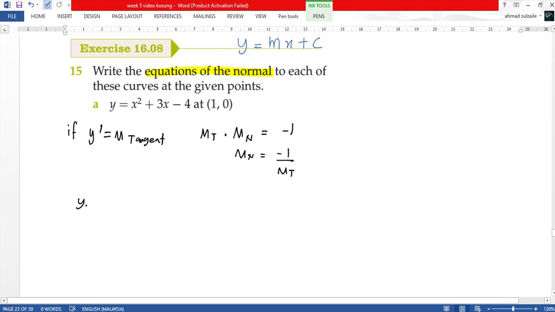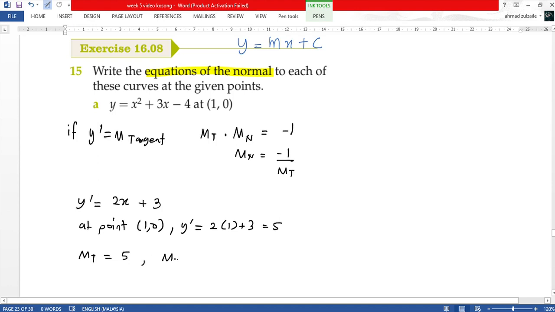Okay, so first thing first, identify the y prime, the first derivative. So differentiate x squared become 2x, differentiate 3x become 3, differentiate negative 4 is 0. So y prime equal to 2x plus 3. Okay, so at point 1, 0, y prime becomes 2 times 1 plus 3 equal to 5. So m tangent equal to 5. Therefore, m normal negative 1 over 5.